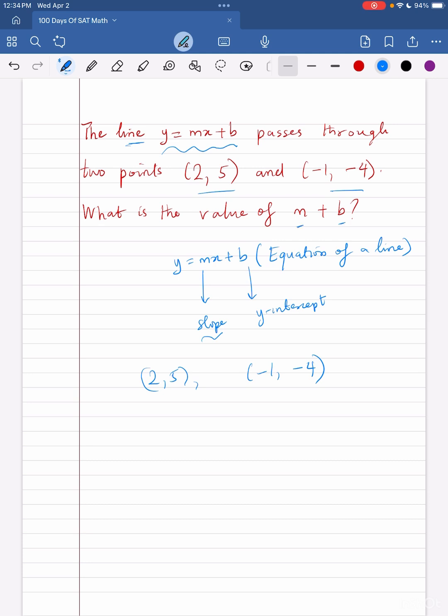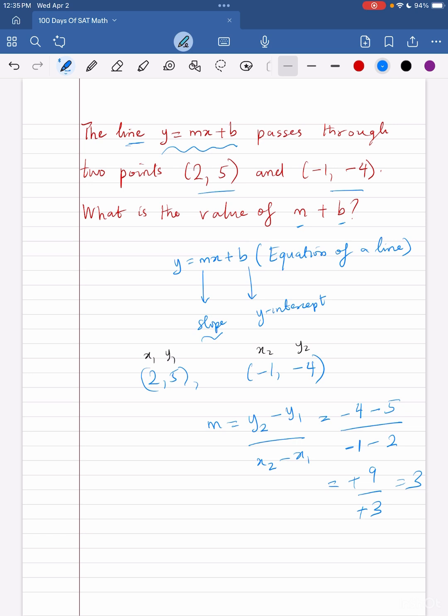Okay, now we can first find the slope. You say x1, y1, x2, y2, because there are 2 points on that line. So if we call this x1, y1, and we call this x2, y2. All right, now the formula for the slope is given by y2 minus y1 divided by x2 minus x1. So what is y2? -4 minus y1, which is 5, divided by x2 minus x1, which is -1 minus 2. So this becomes -9 divided by -3, which is equal to 3. So the slope is 3.